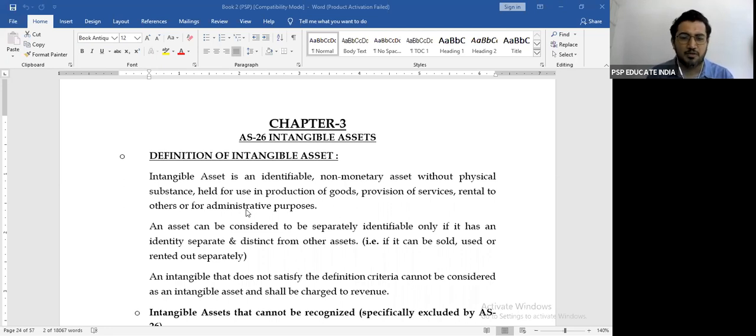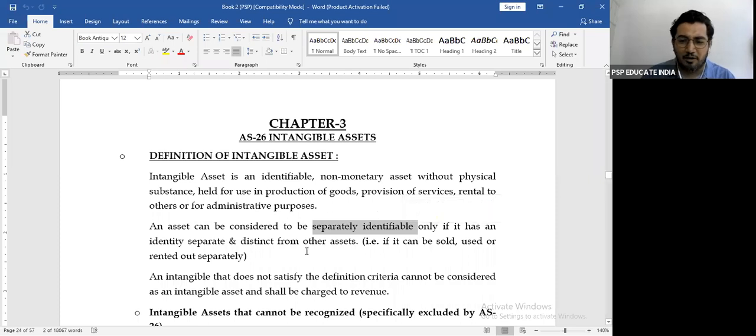Right, come to the next one. An asset can be considered as separately identifiable. So when can you consider your asset as separately identifiable? Your asset needs to be separately identifiable. If it gets merged with some other asset, then it takes the characteristics of that other asset. So it is very important that your intangible should be separately identifiable. We should be able to identify it separately, right? Your asset should always be separately identifiable.